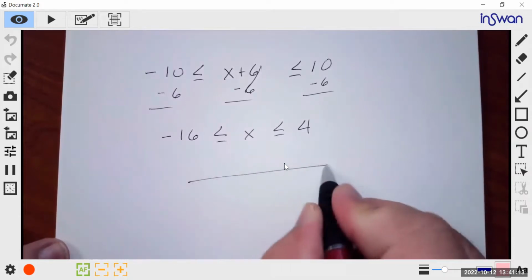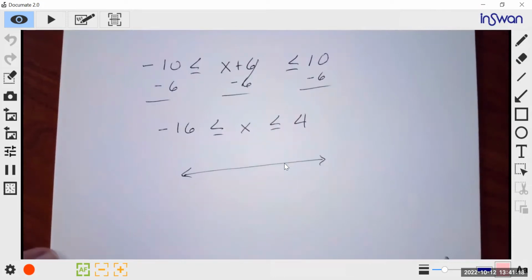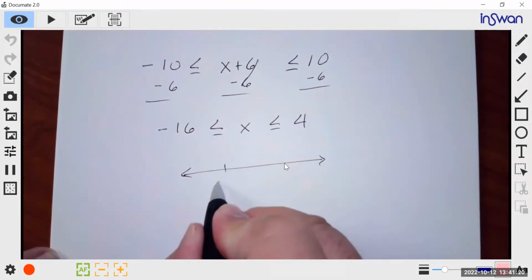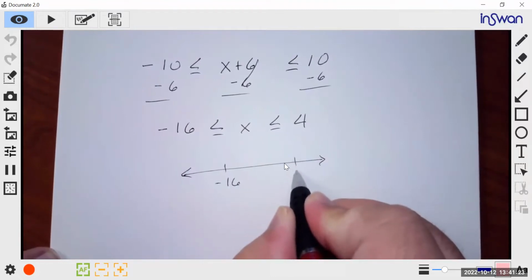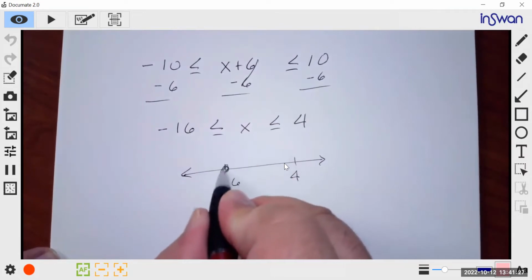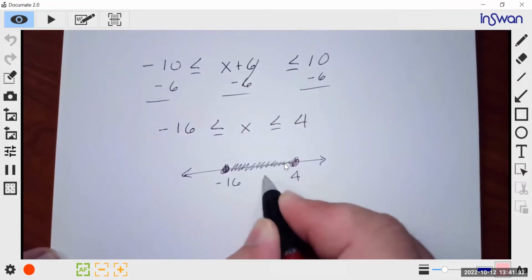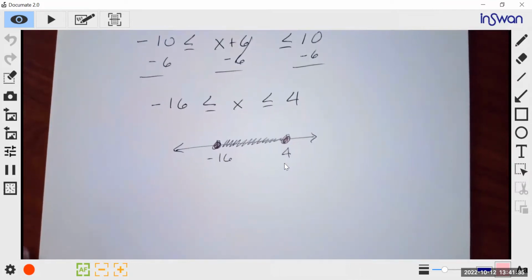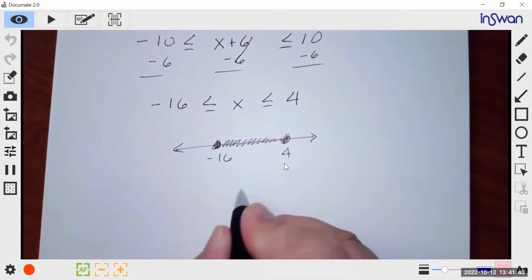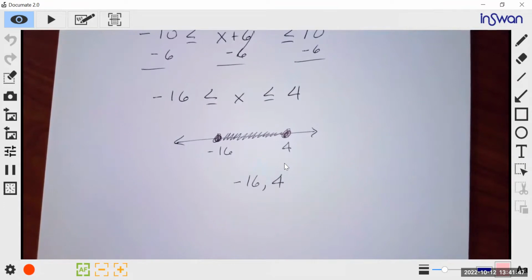The graph of this, what are my endpoints? Open or closed circles? Because they're equal signs, they're closed, and x is between there. That's where x is. So my interval notation will be where? So what will the numbers be? I start at negative 16 and go to 4. Parentheses or brackets?